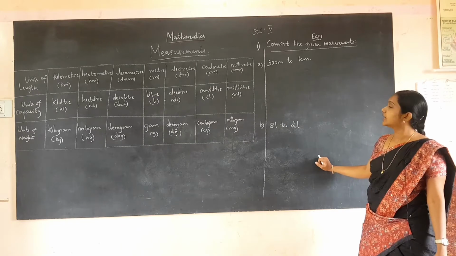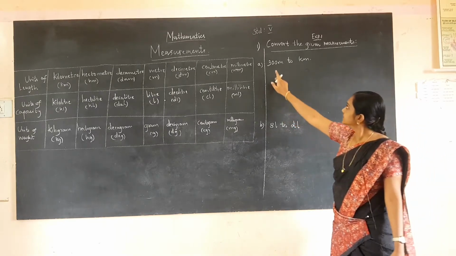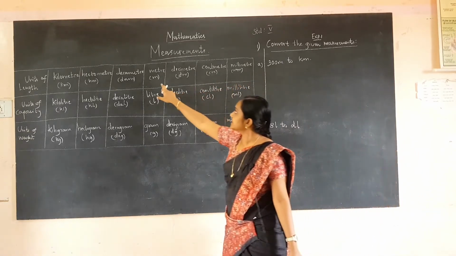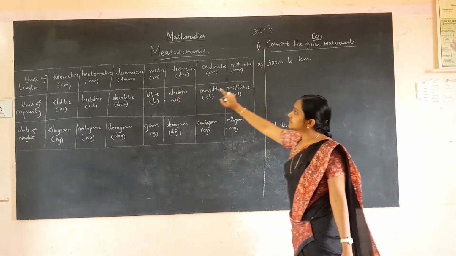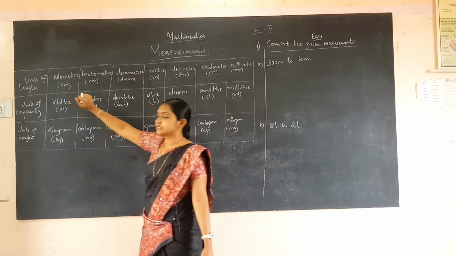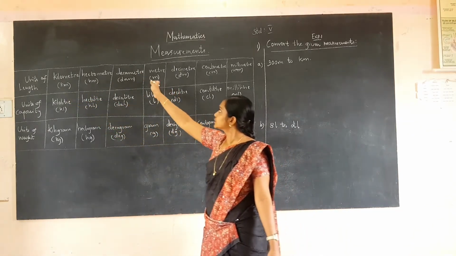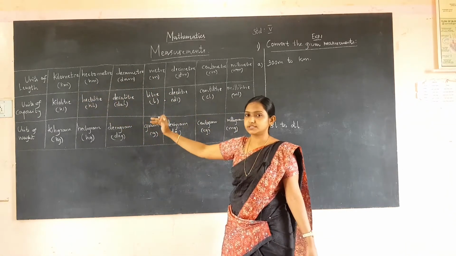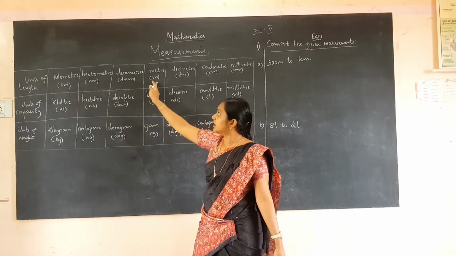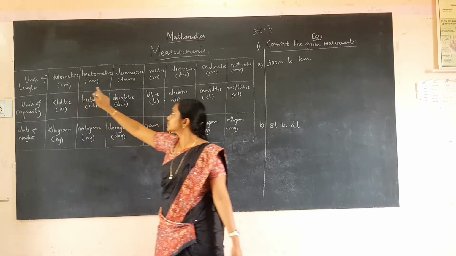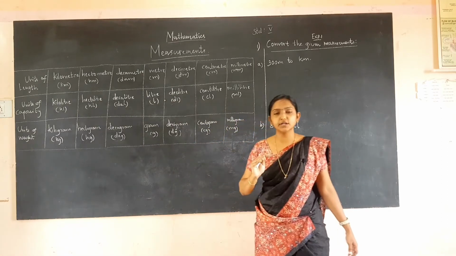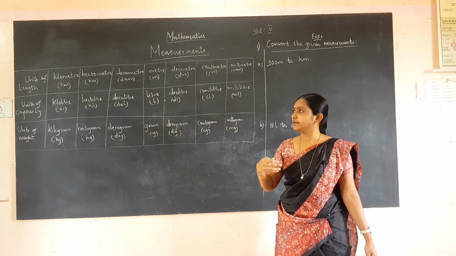The first problem is to convert the given measurement. The first one is 300 meter to kilometer. m means meter and km means kilometer. We are going to convert from meter to kilometer. We are converting from smaller to larger. Meter is smaller compared with kilometer. So, we are converting from a smaller unit to a larger unit. While converting from a smaller unit to a larger unit, we have to divide.